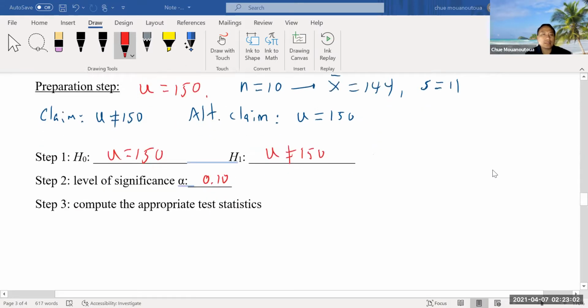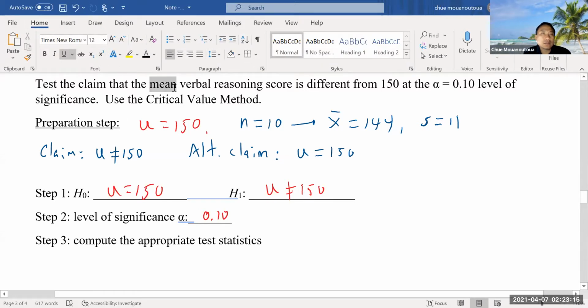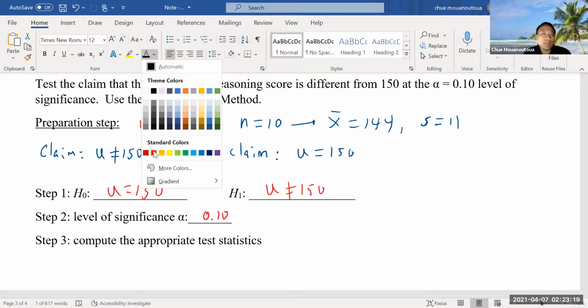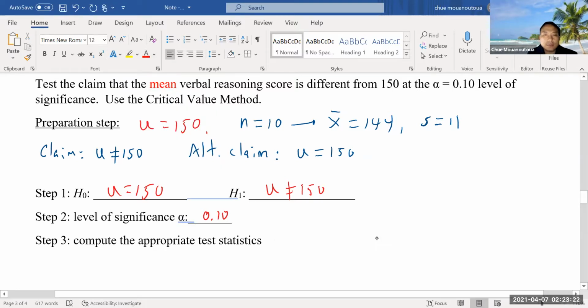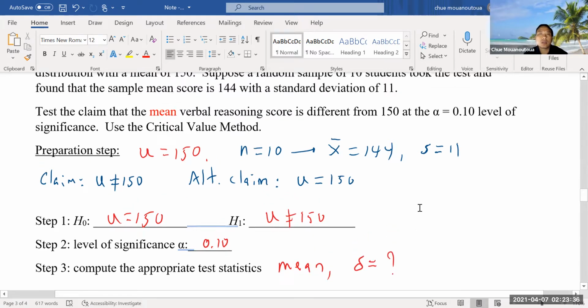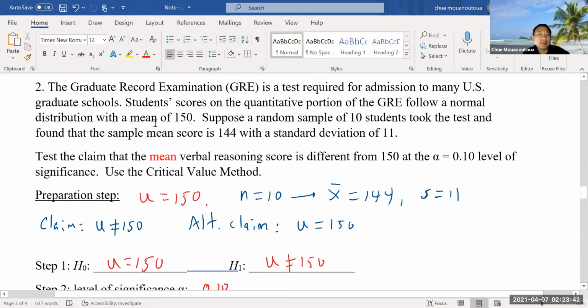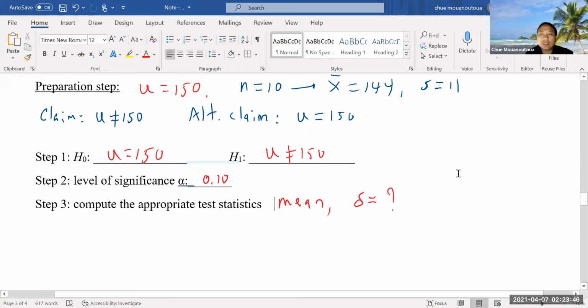Now, what is our appropriate test statistic? What are we talking about here? We're talking about the mean. What about the standard deviation of the population? Do we know that? No, they did not tell us. We're told the mean, but not the standard deviation. So this is unknown. Sigma is unknown.